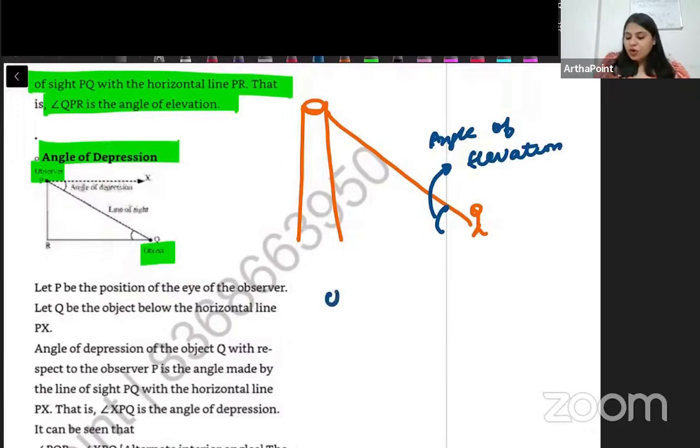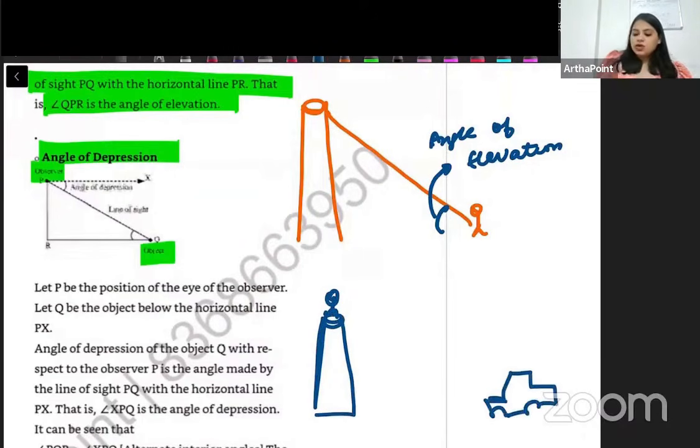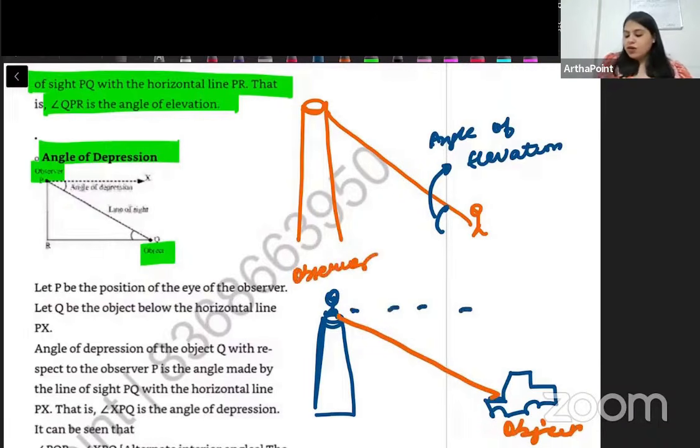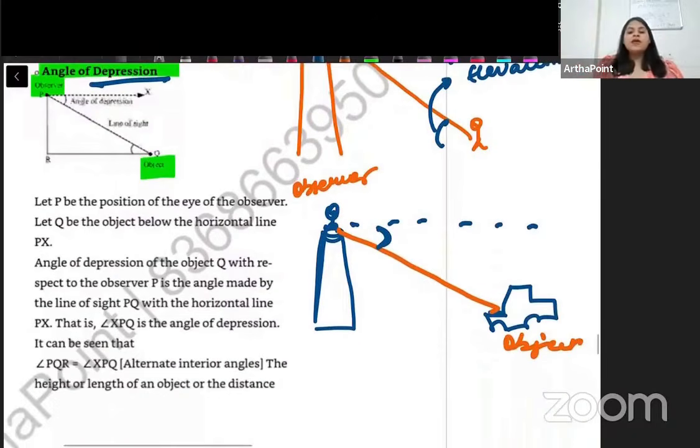But I can be on top of Qutub Minar itself. And I can be looking at my car below. So then I am looking below. This is the object. Now, this is the observer. Then I am more interested in the angle of depression, the angle below, right? So these are the two angles that you are interested in.